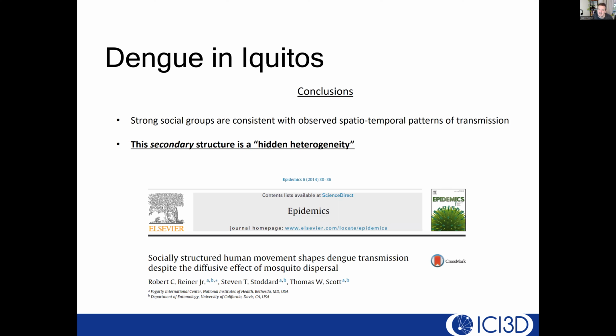And then this was kind of the final goal. Infrequent as it is, that bottom line came directly from this reviewer experiment, where originally we were just trying to say social structure shapes dengue transmission. It's actually more interesting, perhaps, to say that it does this despite the fact that mosquito dispersal hides this structure.